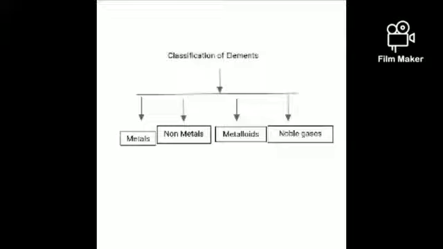Let us classify what are elements. Elements are classified into metals, non-metals, metalloids and noble gases. Metals. Metals are very hard solids. Most of the elements known to us are metals like gold, silver, copper, aluminium, iron, zinc, tin, lead, etc.